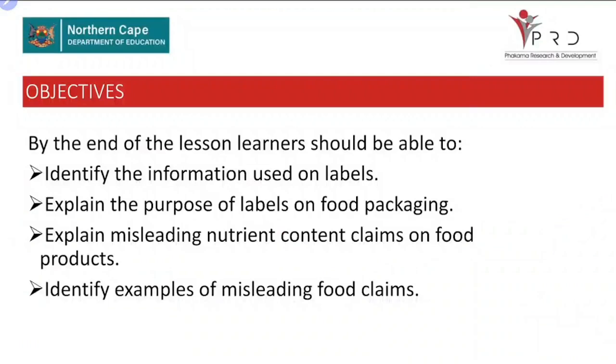Our objectives, or what we want to achieve today, is by the end of this lesson, we should be able to identify the information that is found on labels. We should also be able to explain the purpose of labels on food packagings. We should also be able to explain misleading nutrient claims on food products and also identify examples of misleading food claims.